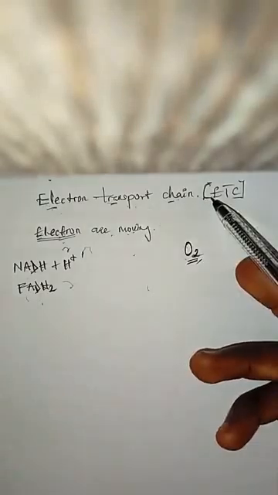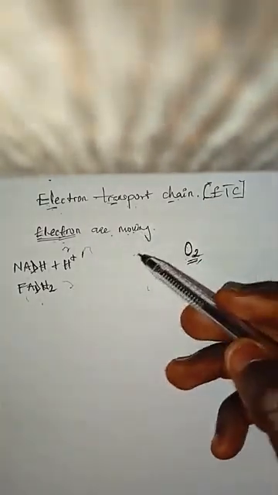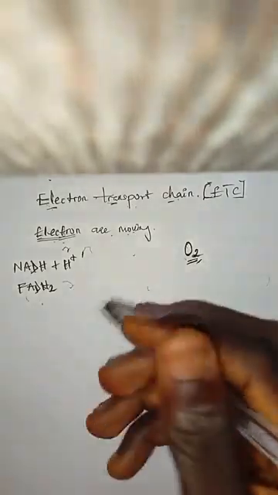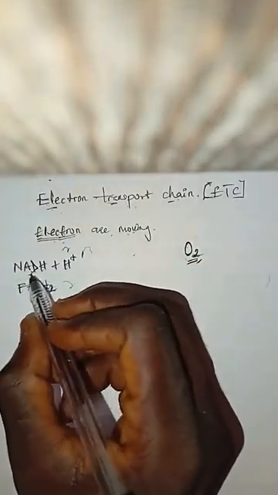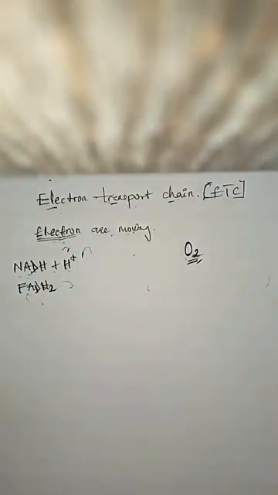Electron transport chain: electrons are moving. We are transporting electrons from one acceptor to another until we get to oxygen, which is the final acceptor. Now, what is the source of these electrons? The source of these electrons are these reducing equivalents, NADH and FADH2. Are you getting my point?